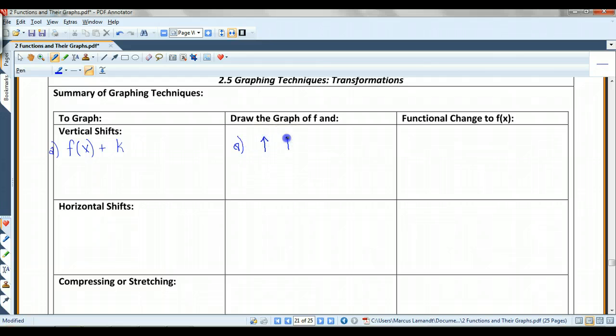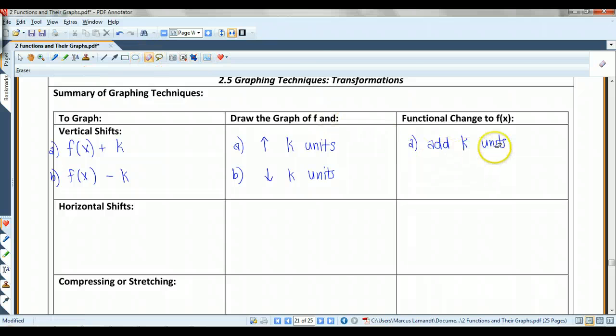Up k units. If you subtract something, it's going to go down. Okay? So this was when you added k. This is when you add k. This is when you subtract k.